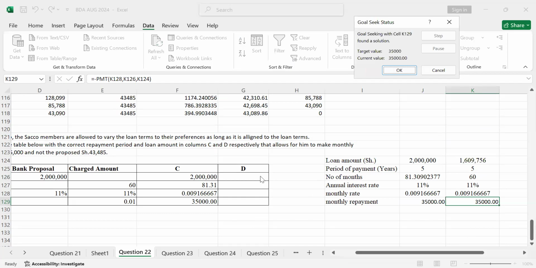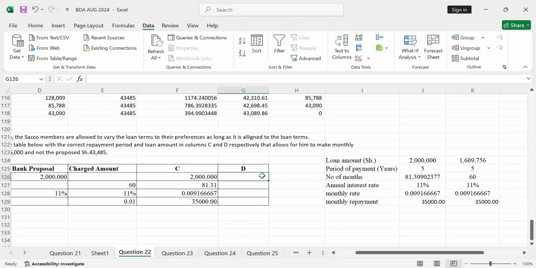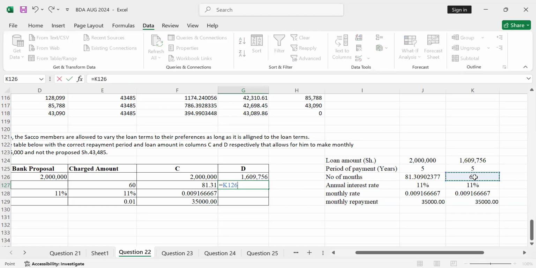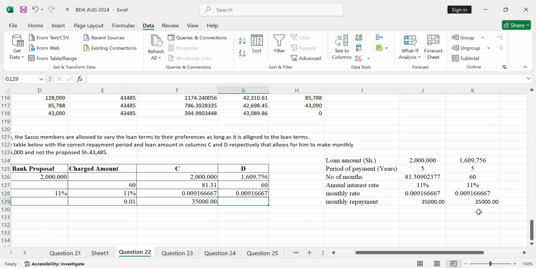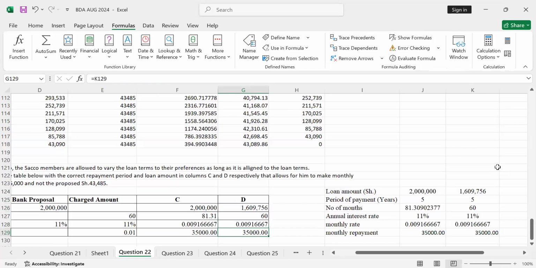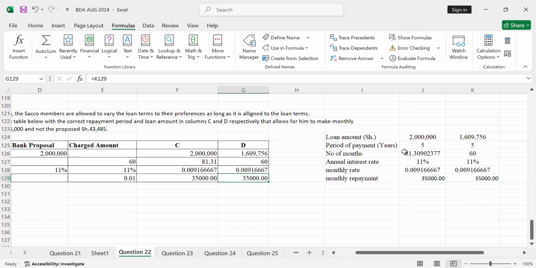So this will be given by equals this amount. This other one is on the period, should be 60. Then the interest is not changing, should be the same. And then that is it. So that is how you use a goal seek to get that one.